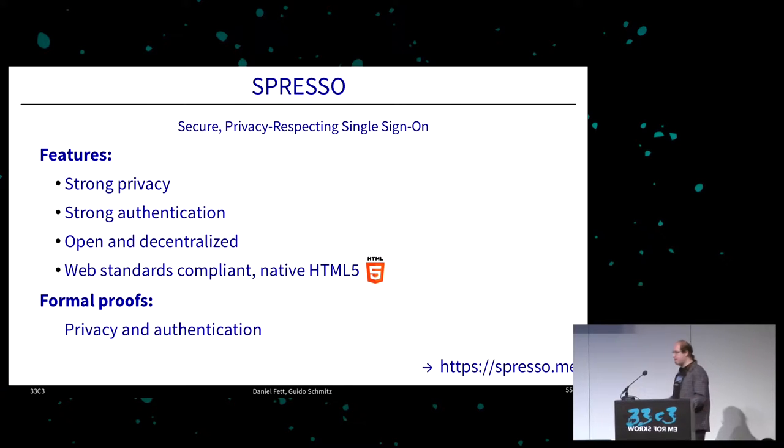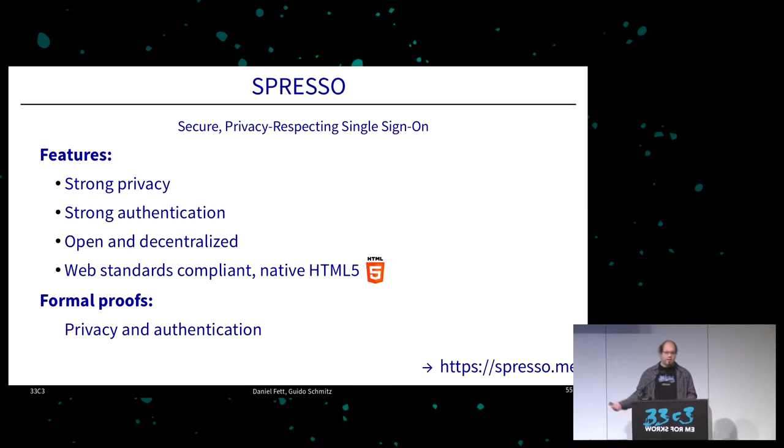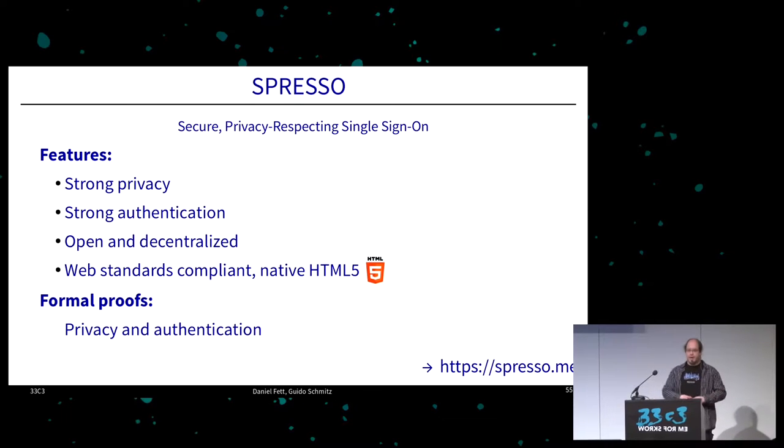So to sum this up, as I've just presented, Espresso features privacy and authentication. It's open and decentralized, so you don't need any specific central party. It's compliant with web standards, based on HTML5, and we have formal proofs that all these properties we talked about at the beginning actually hold. And you can find a demo and more information on espresso.me.